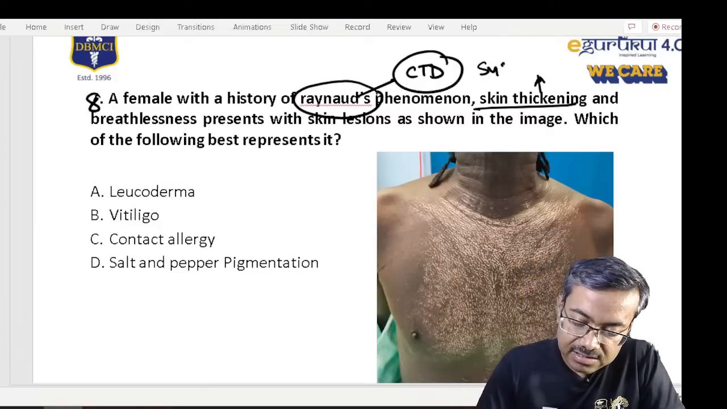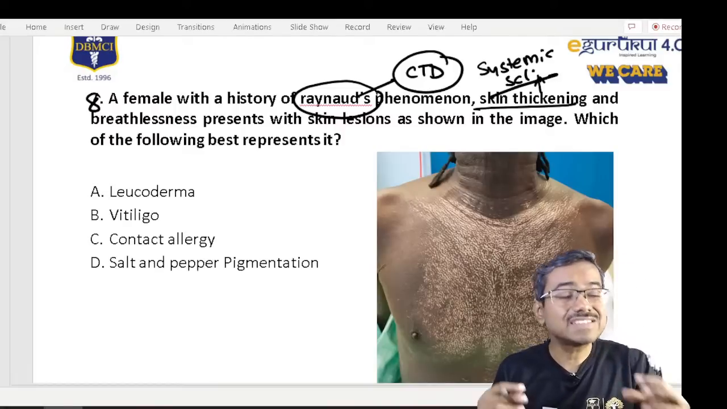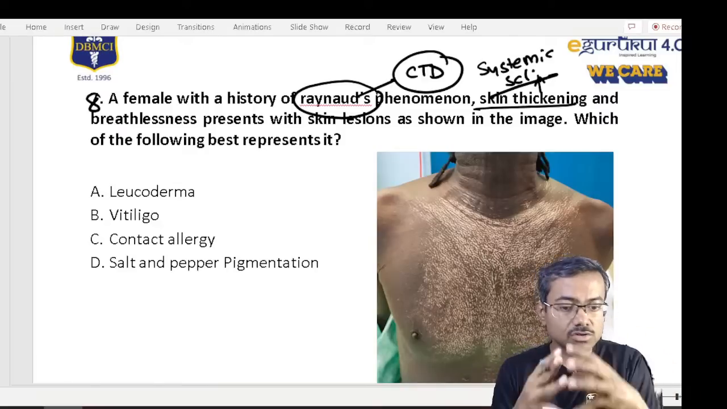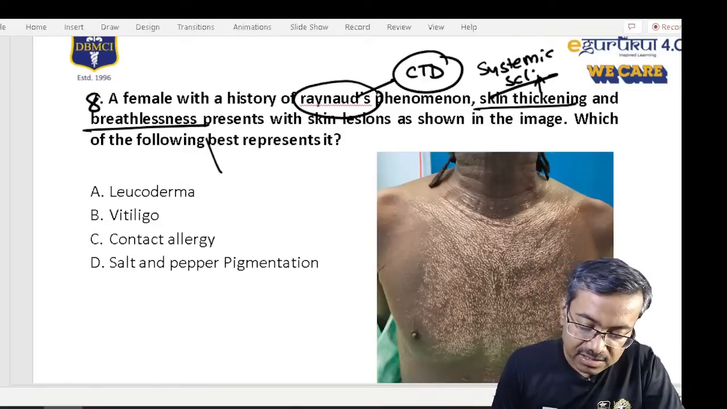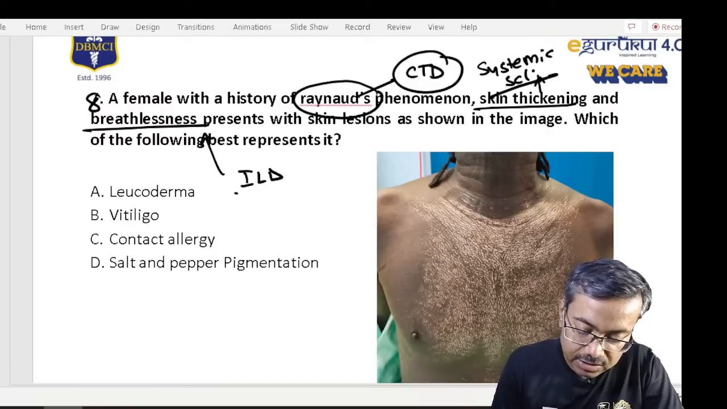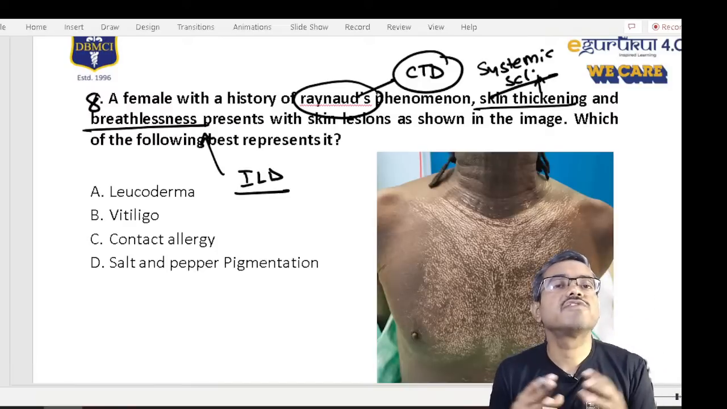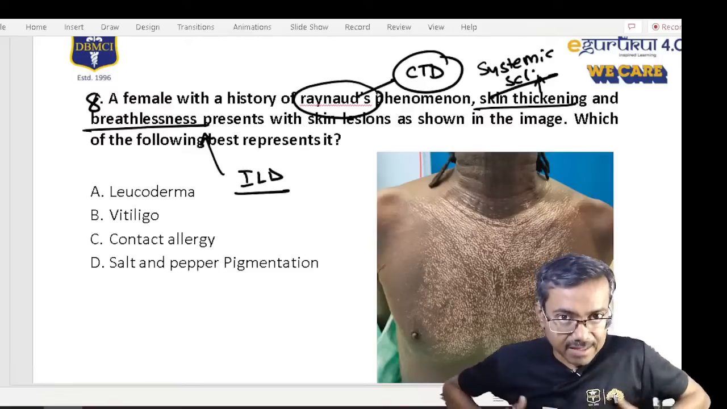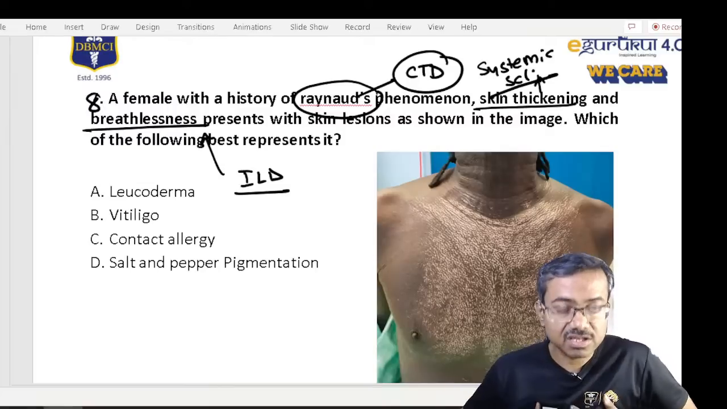Now skin thickening is a classical sign of systemic sclerosis. The word sclerosis means something is tightening up. There's more collagen in the skin, so it tightens up. And when you say breathlessness, you're possibly looking at interstitial lung disease, which is again a sign of systemic sclerosis because it's systemic. So sclerosis enters your lungs and creates constriction. It's a restrictive lung disease.